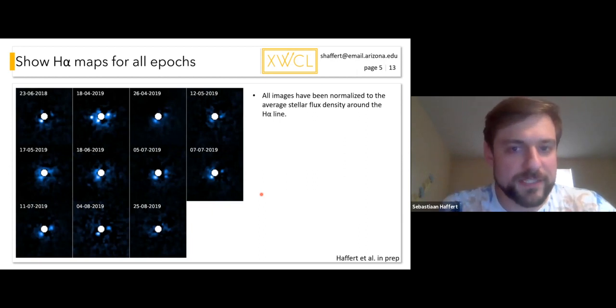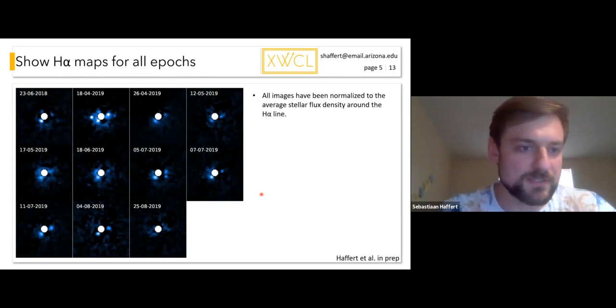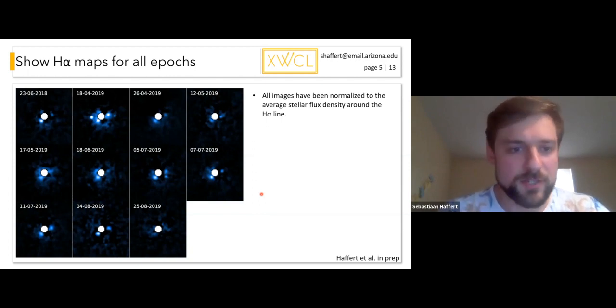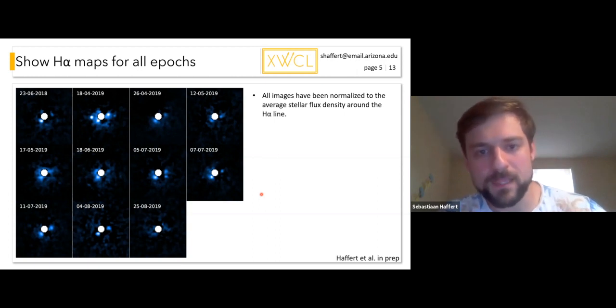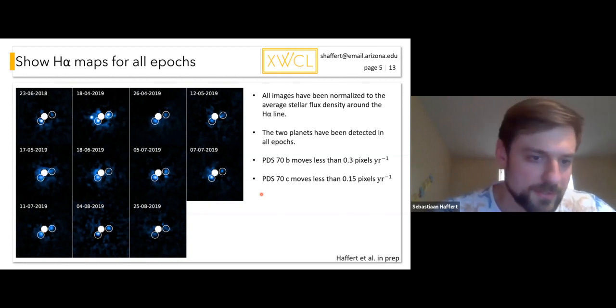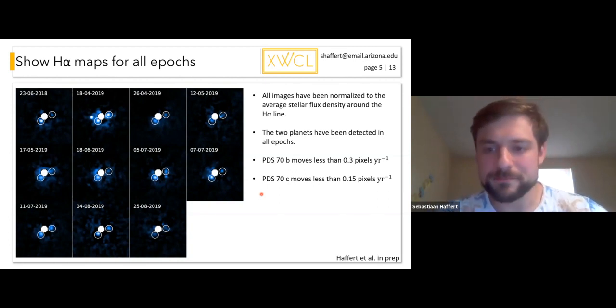The first thing that you can do, if you have a time series, is to search for variability in the H-alpha emission. Here you can see the images for every epoch. And the planets are detected in almost all epochs, or at least they're detected in all epochs.